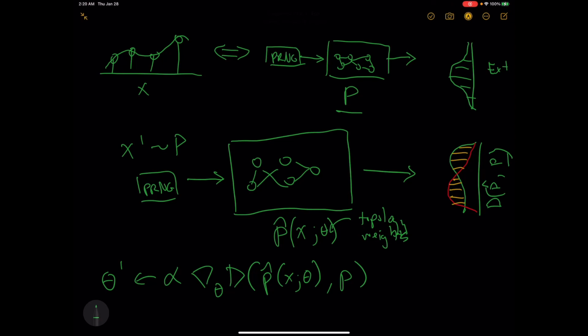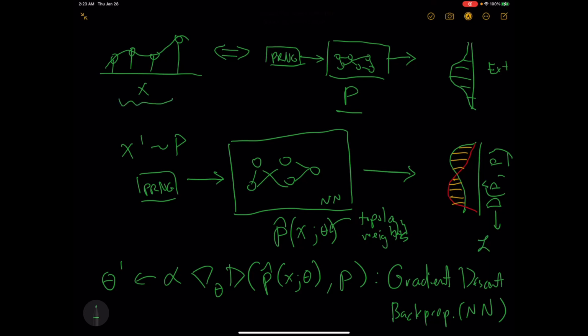this distance. And this process is known as gradient descent, or backpropagation, where this graph is our neural network, this distance function is our loss, and this collection of inputs is our training set.